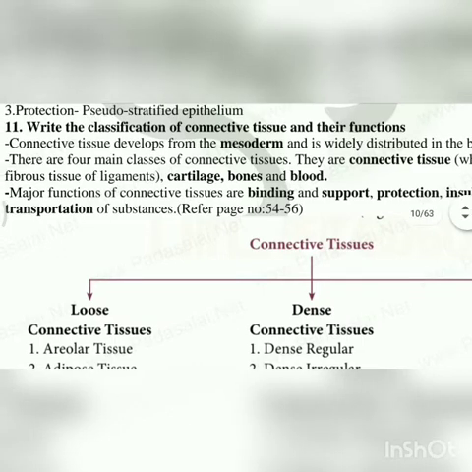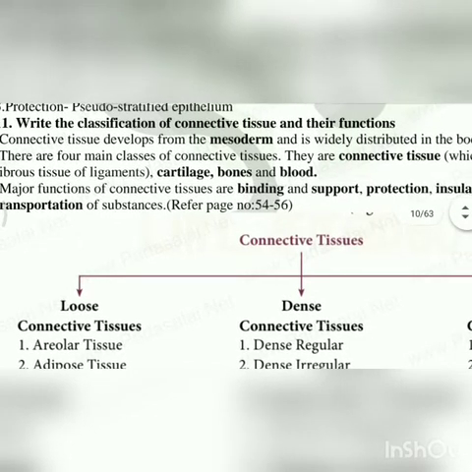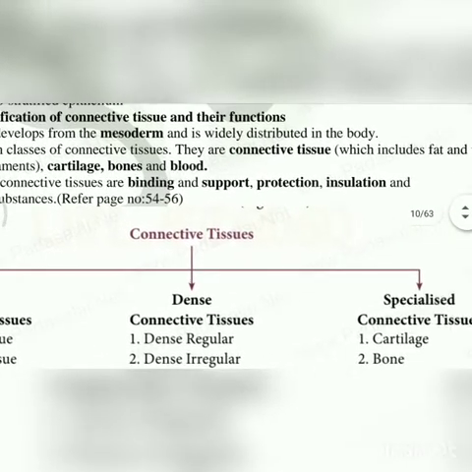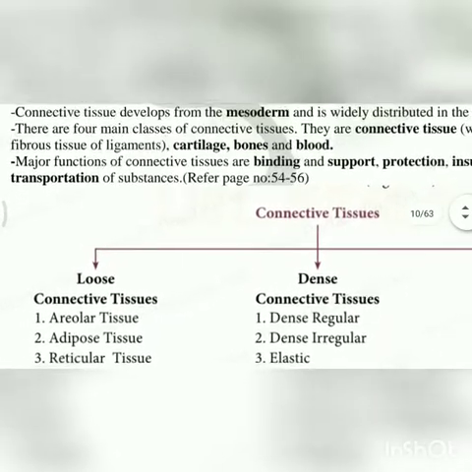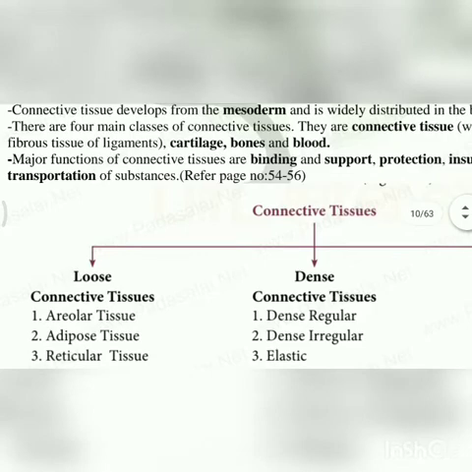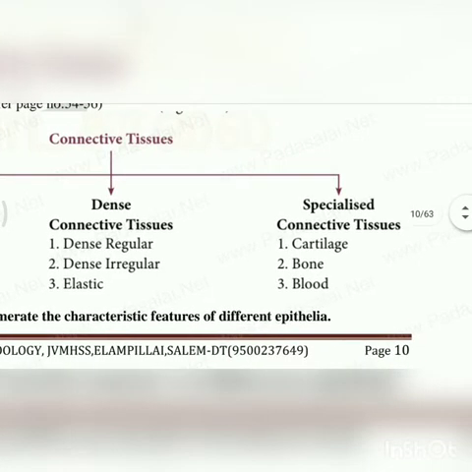So connective tissues are divided into 3 types: loose connective, dense connective and specialized connective. So loose connective we have 3: areolar, adipose tissue and reticular. And dense connective: dense regular, dense irregular and elastic. And in specialized connective tissue: cartilage, bone and blood.